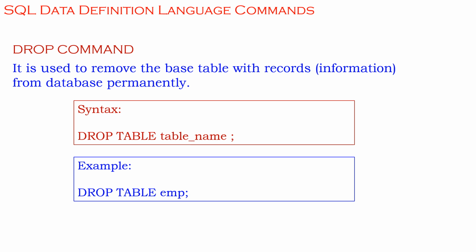Here the next command is the drop command. Here I can drop the particular table. The syntax is drop table name. So I'm dropping the table here. It is used to remove the table with records. I'm removing not only the information available in the table, I'm also removing the table itself. In that way, I'm removing the base table from the database permanently. So if I want to remove the table, that is the structure of the table, along with the information available in the table, then I'll use the drop command.